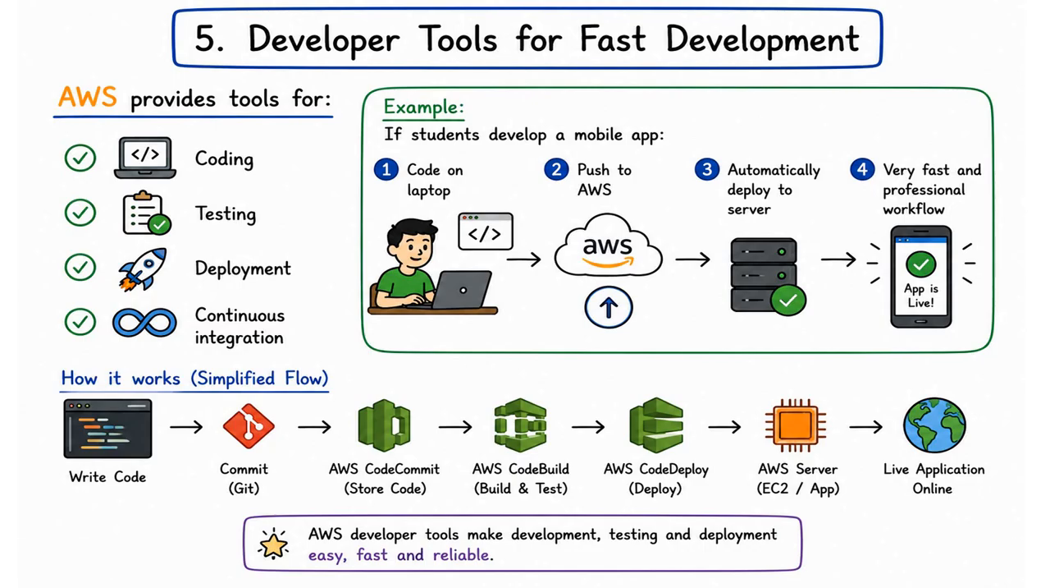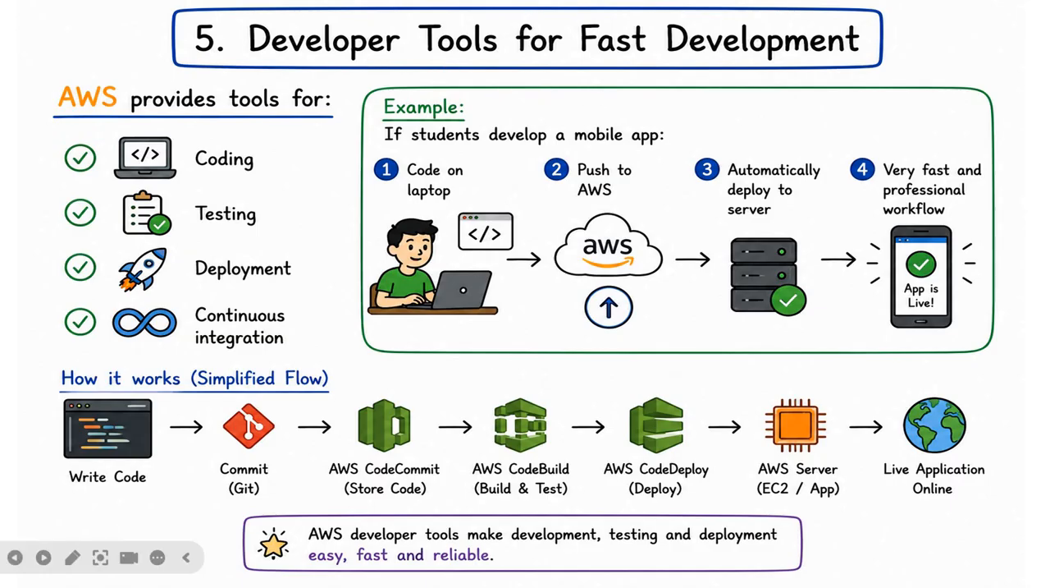So Amazon Web Services provides many developer tools that help the programmers and the students to write the codes, test the applications, then deploy the software and automate development tasks. And these tools make the software development faster, easier, more reliable and professional. Now, what are these developer tools?